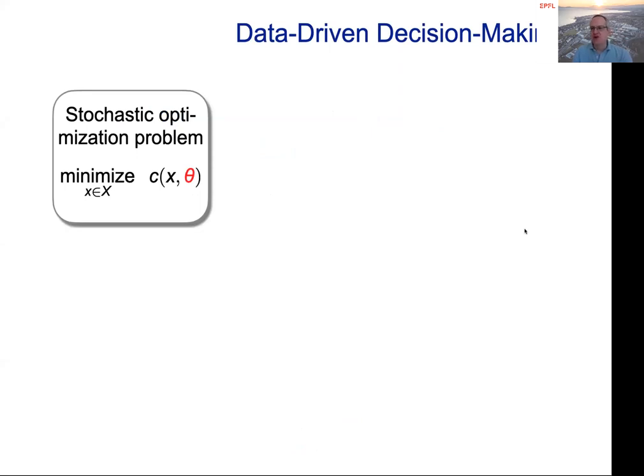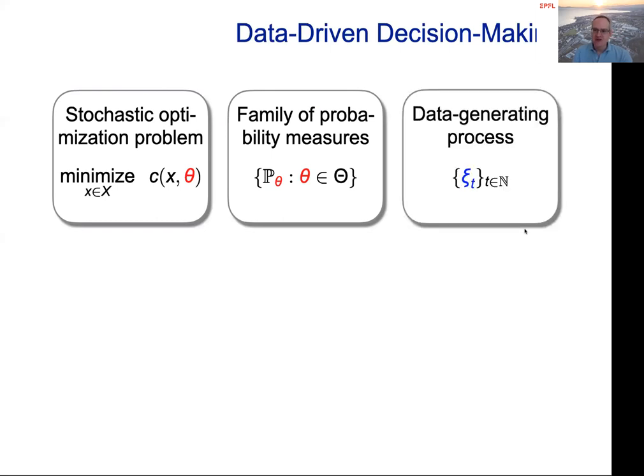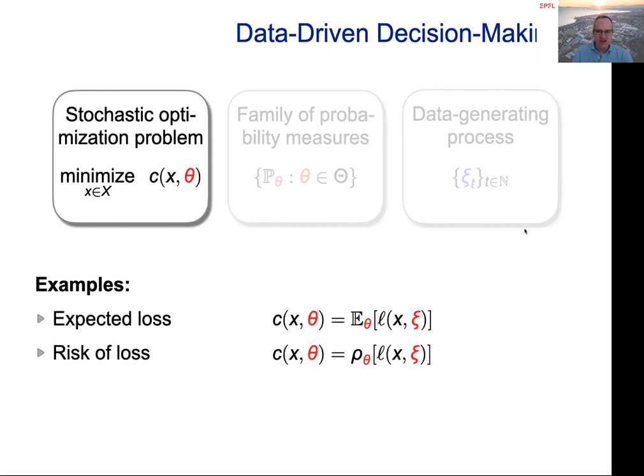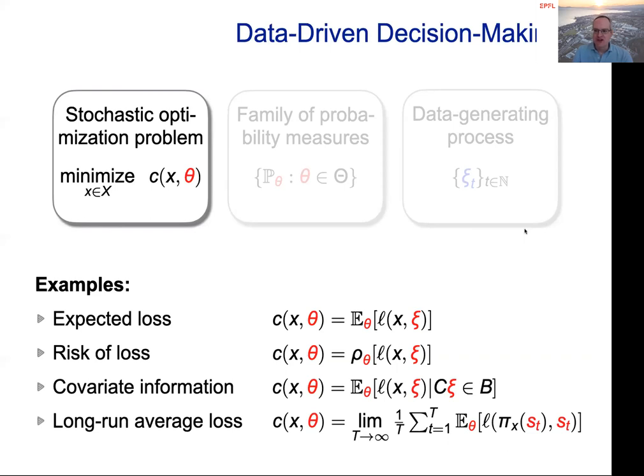The premises of this framework are a stochastic optimization problem that represents the ground truth against which the estimators will be assessed. Then there is a family of probability measures that capture prior structural knowledge, and a stochastic process that generates training samples. The stochastic optimization problem minimizes a generic objective function that depends on the probability measure governing the uncertain problem parameters. Examples of such objective functions include the expected value, or some risk measure of an uncertain loss function, or the conditional expectation of an uncertain loss function given contextual information, or the long-run average expected cost of a parametric control policy.